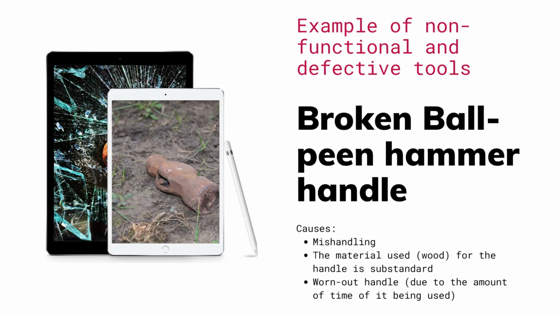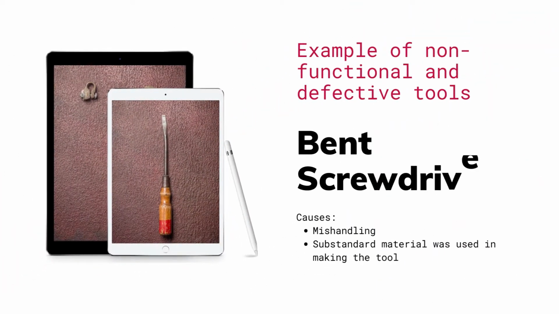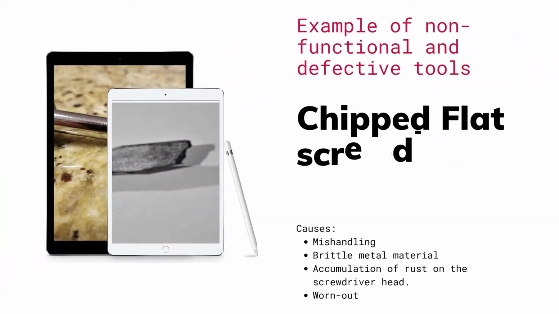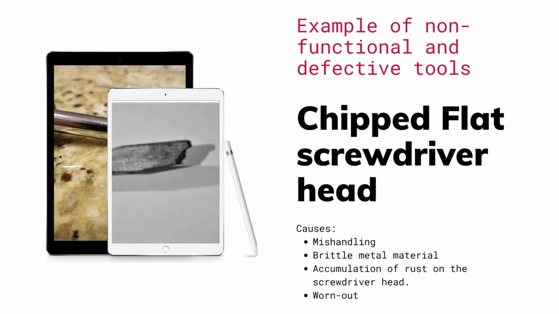Broken ball-peen hammer handle. Causes: mishandling. The material used, wood, for the handle is substandard. Worn out handle, due to the amount of time of it being used. Bent screwdriver. Causes: mishandling. Substandard material was used in making the tool. Chipped flat screwdriver head. Causes: mishandling. Brittle metal material. Accumulation of rust on the screwdriver head.